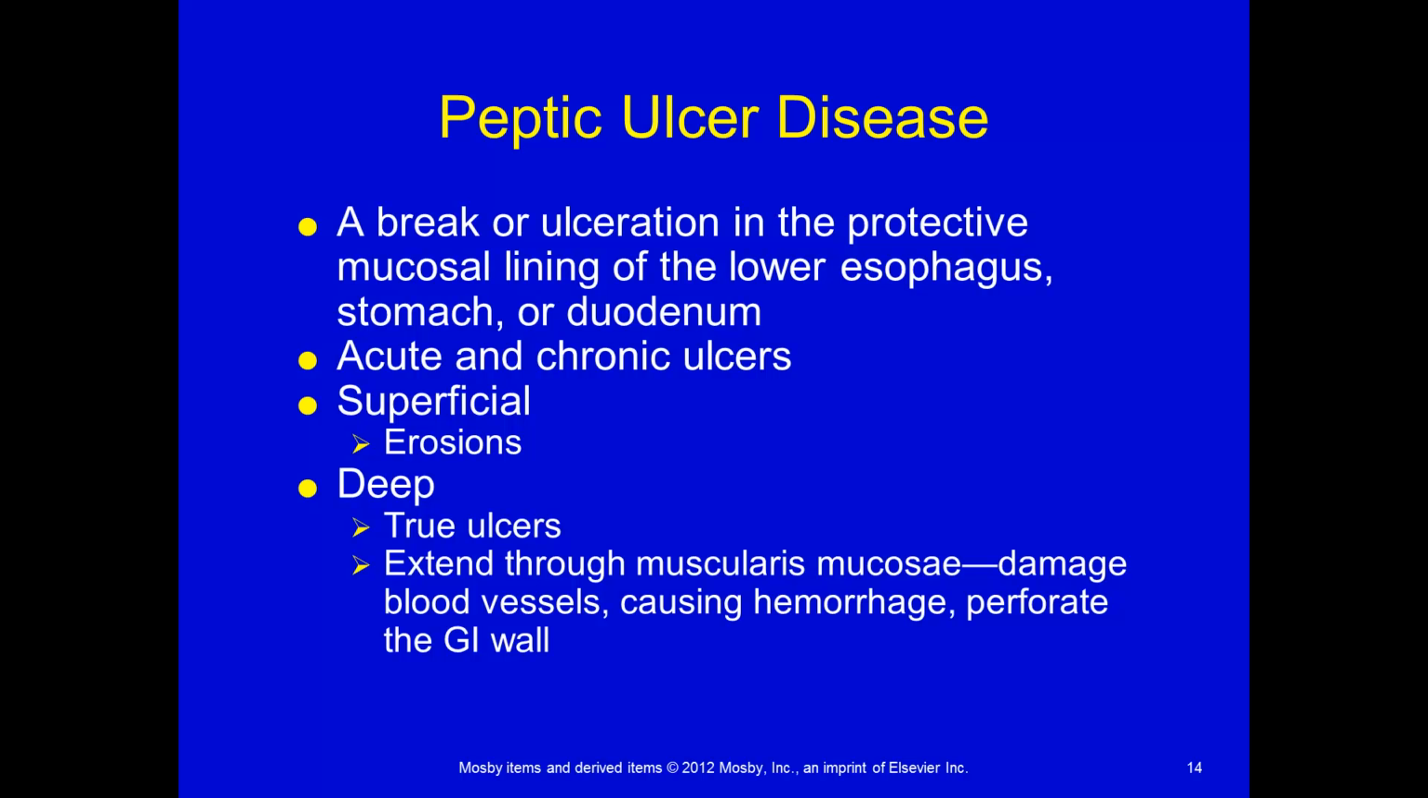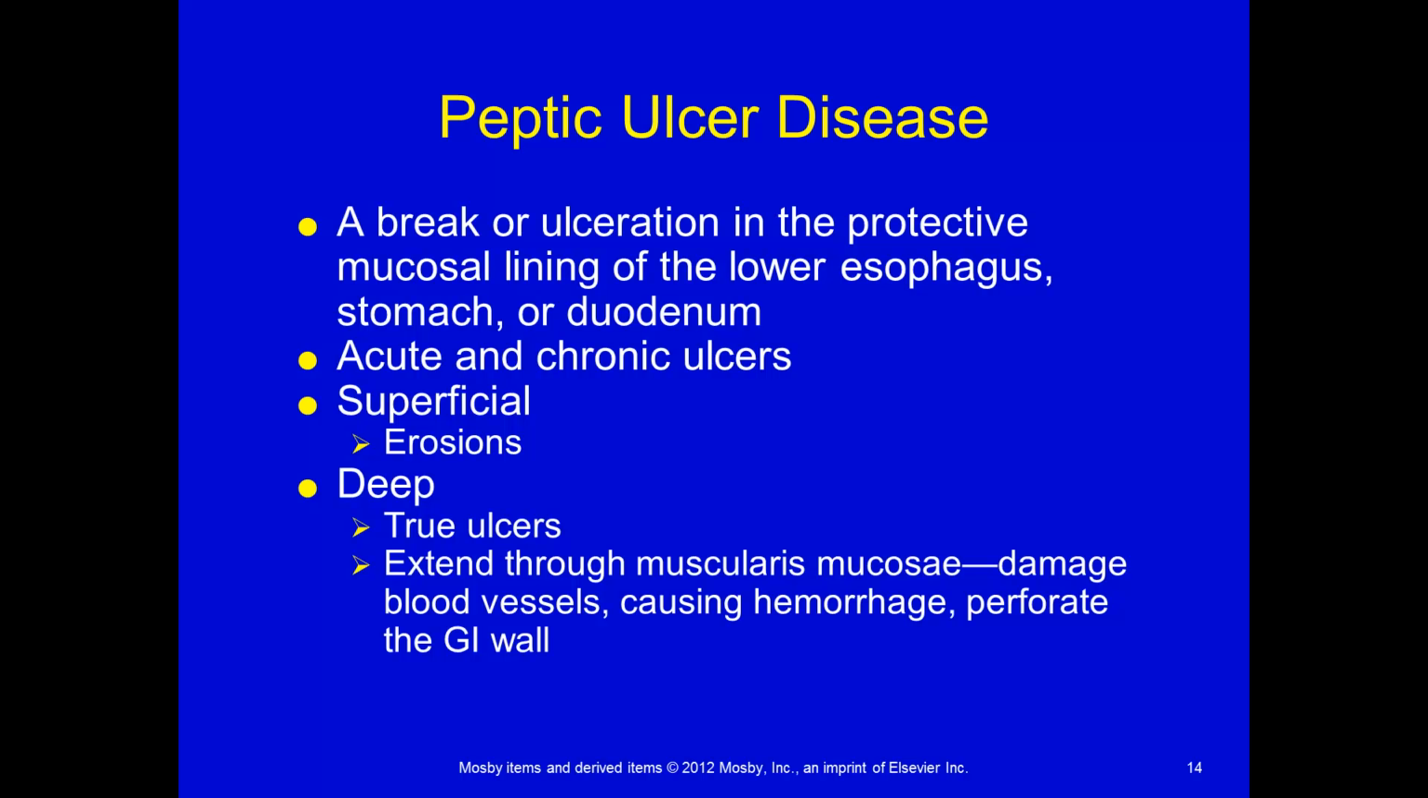Okay, so that is it for the disorders of motility. Now we're going to talk a little bit about peptic ulcer disease. Peptic ulcer disease basically develops because of mucosal protective factors that have been overcome by erosive factors. So it's a break or ulceration in that protective mucosal lining of the lower esophagus, the stomach, or the duodenum.